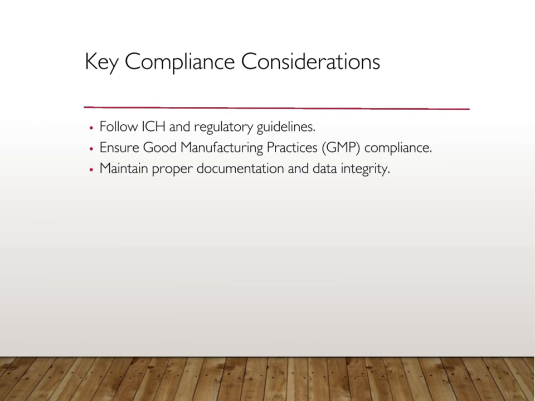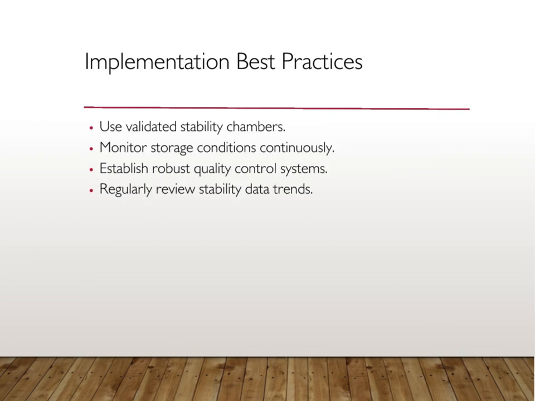Key compliance considerations. Ensuring compliance with stability testing guidelines is critical for regulatory approvals and market success. Pharmaceutical companies must follow ICH and FDA regulations strictly, maintain good manufacturing practices, GMP, to ensure test accuracy, and ensure data integrity by keeping well-documented records of stability studies. Regulatory authorities like the FDA and EMA require companies to provide complete, reliable, and reproducible stability data before granting product approval.